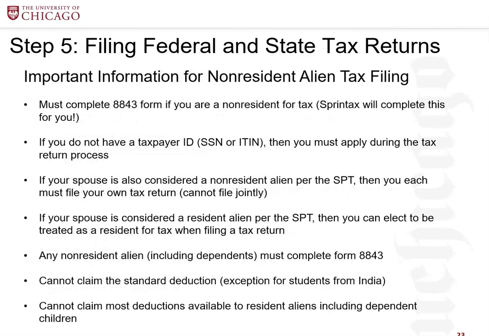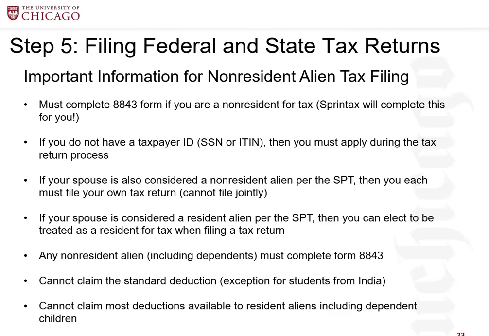All non-residents for tax who were present in the U.S. in a given tax year have to file an 8843. If you're using SprintTax to complete your tax return, it will complete the 8843 for you. If you don't have a taxpayer ID, for example, a Social Security number or an ITIN, then you must apply for one of those during the tax return process. If your spouse is considered a non-resident, per the substantial presence test, then you each have to file your own return, meaning you cannot file married filing jointly.